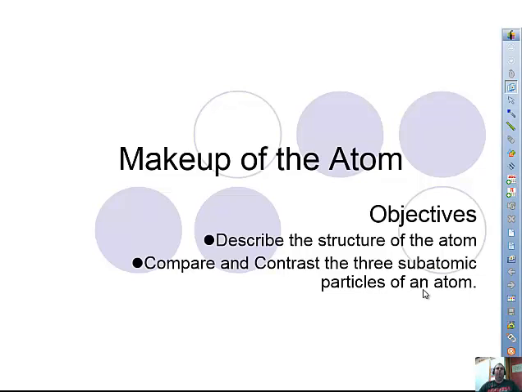All right, chapter number 3, we're going to start focusing on the makeup of the atom. And when we start focusing on the makeup of the atom, what we're specifically going to be doing is looking at the structure of the atom. And more specifically, this section, we're going to be looking and comparing and contrasting those 3 subatomic particles that make up an atom.